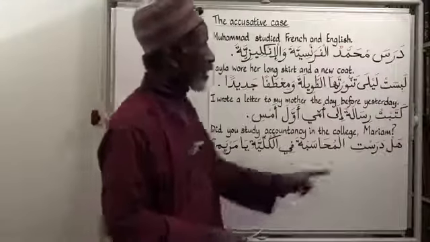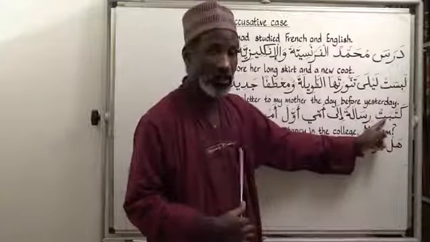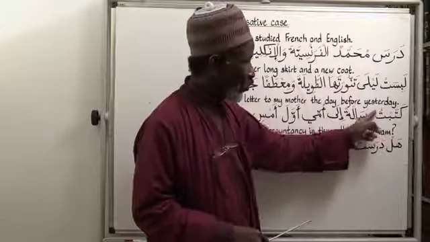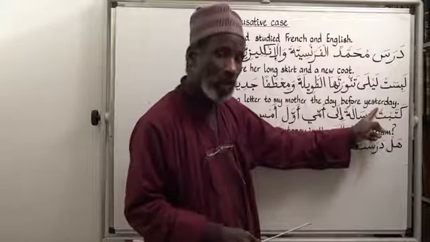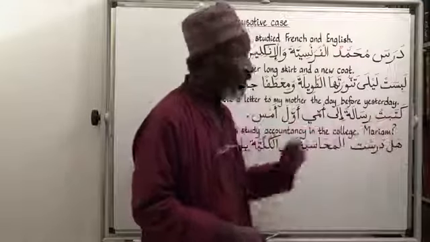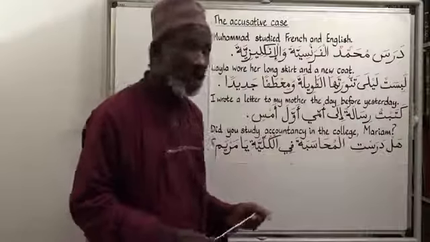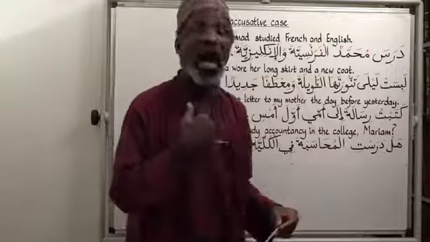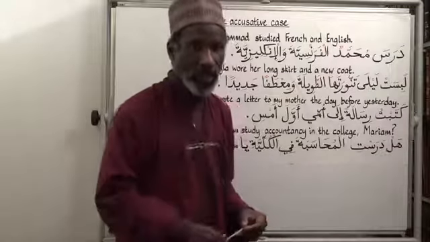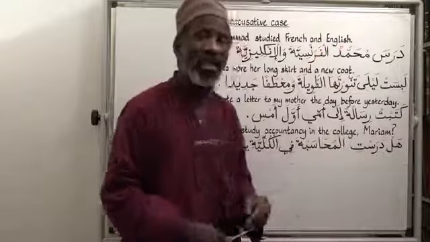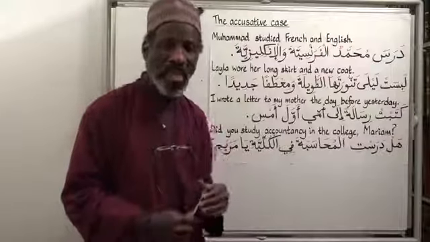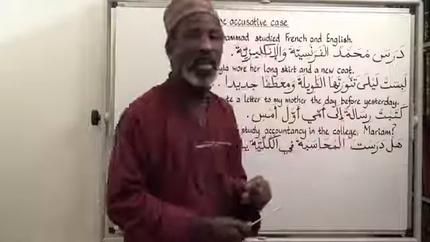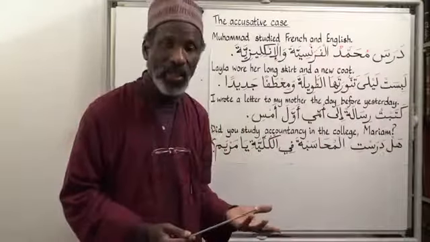Next one, katabtu. Remember to say I did something. In this case it is kataba. Katab, we put sukun here, and then tu, which is your attached pronoun. Katabtu risalatan. Now here, who is the subject and what is the object? Katabtu, I wrote. I am the subject. Risalatan is the object. It's the receiving end of my writing. So katabtu risalatan. I wrote a letter.